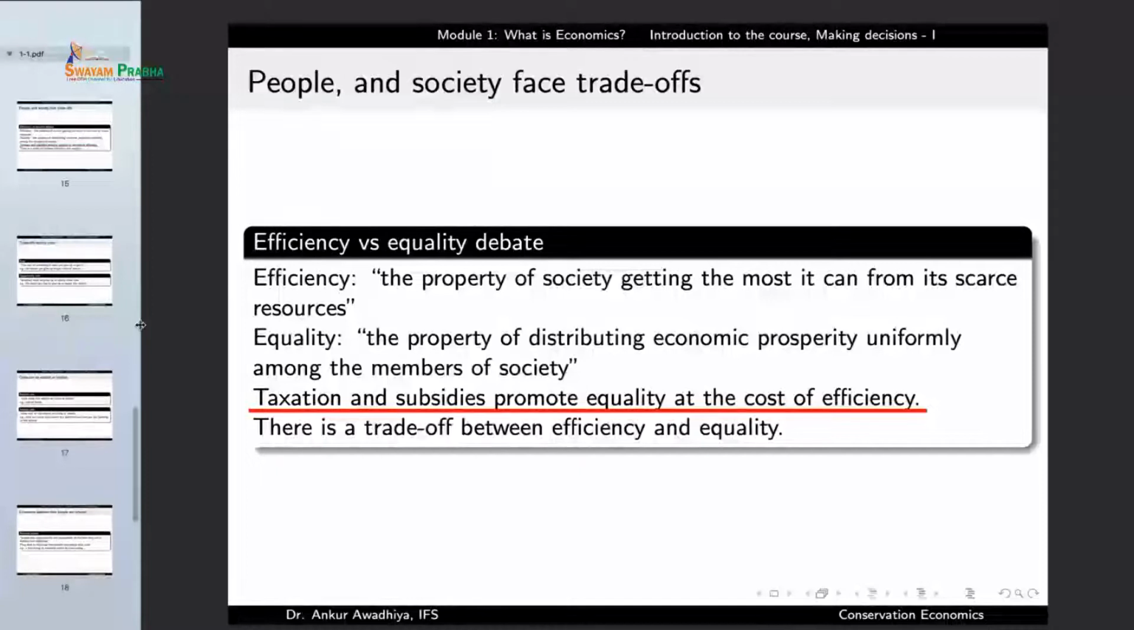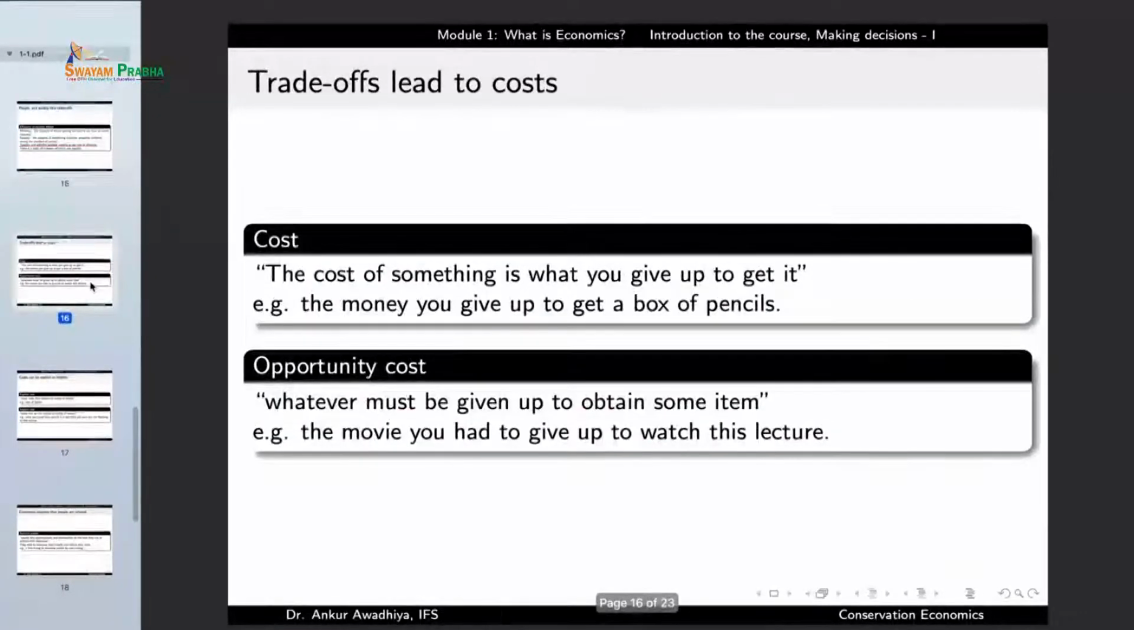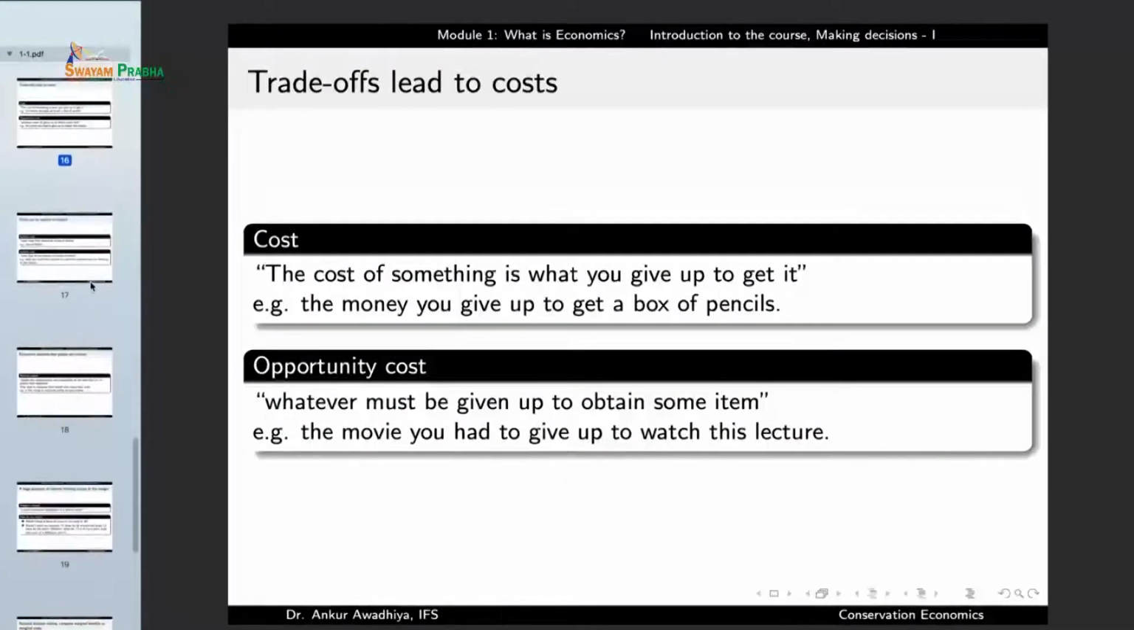Economics helps us choose whether we want to go with more efficiency or more equality. And we have things like taxation and subsidies that promote equality at the cost of efficiency. There is always this trade-off. And when we have trade-offs, we also have cost. Cost is something that you give up to get something.